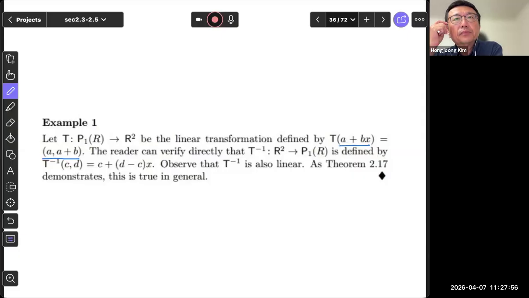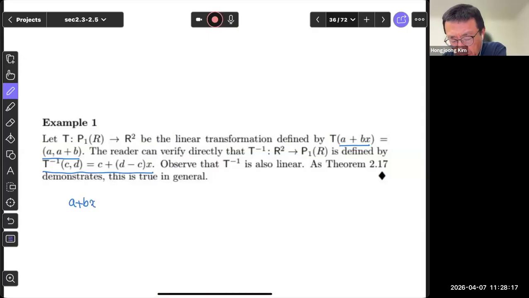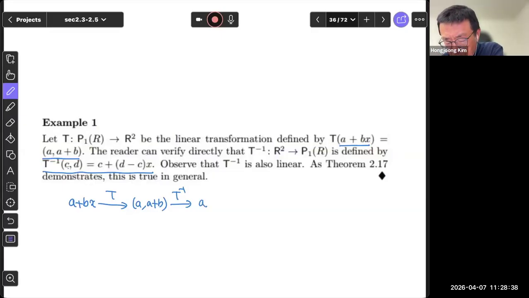Then you can show that if you consider the composite of T and this mapping, you get the identity mapping, right? Once A plus Bx is given, and this vector is mapped to the vector A and A plus B, and then I apply this mapping, then given a pair of numbers C and D, you get C, which is A.